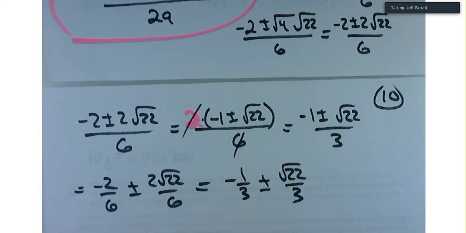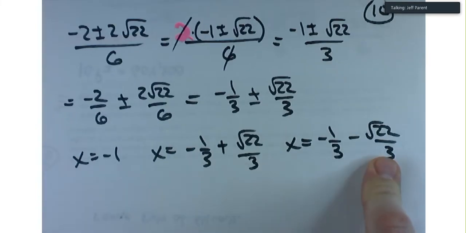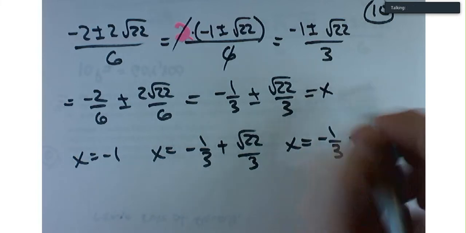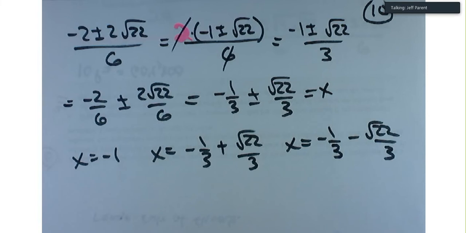Overall, we have 3 roots. We have x equal negative 1, x equal negative 1/3 plus the square root of 22 over 3, and x equal negative 1/3 minus the square root of 22 over 3. In WebAssign, you'll probably have to list these. For me, you can give me x equal negative 1 and x is plus or minus this. I'm fine with the plus or minus. In WebAssign, you're going to have to list them out, sorry. Do some copy, cut, and paste. You'll probably save yourself some keystrokes.